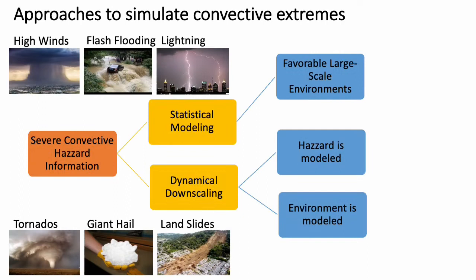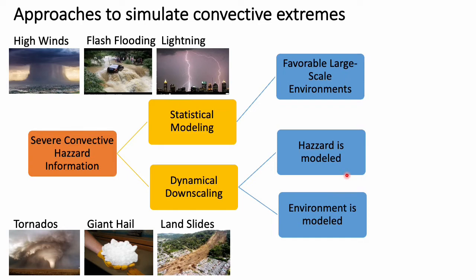And we have several approaches that we can use to do such research. So there are two general approaches that you can distinguish to get to severe convective hazard information. The first one is statistical modeling, which basically uses relationships between large-scale synoptic scale features and the hazard that you want to investigate. And the second one is dynamical downscaling, which basically uses a higher resolution model to get more information about the event that you're interested in. The statistical model, as I said, uses the favorable large-scale environments to derive information about extremes.